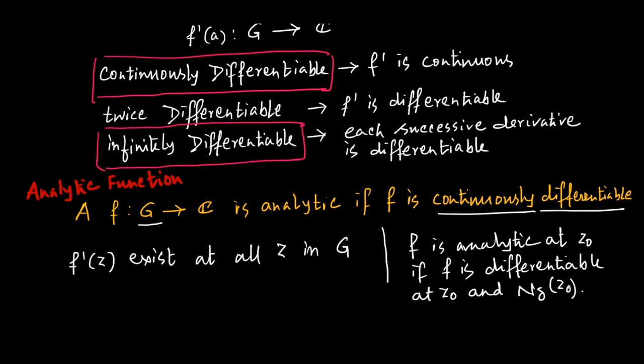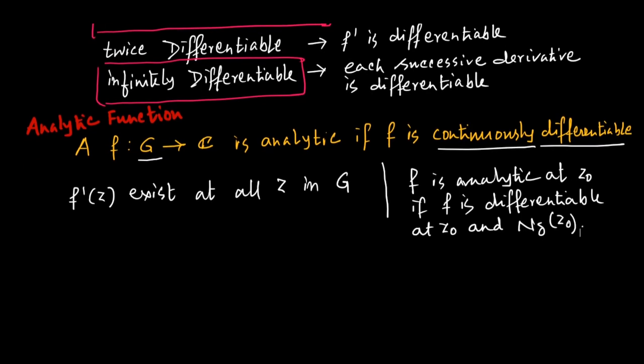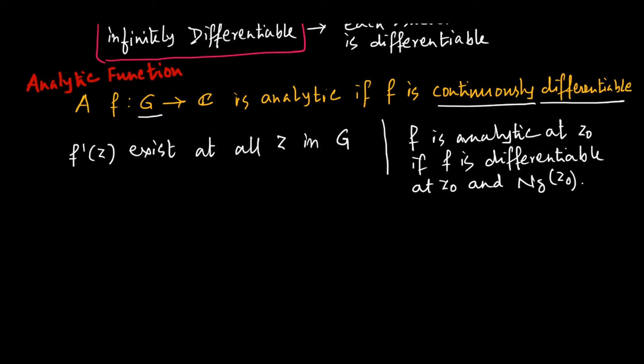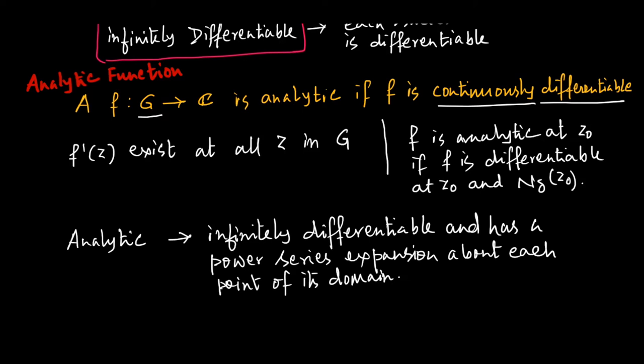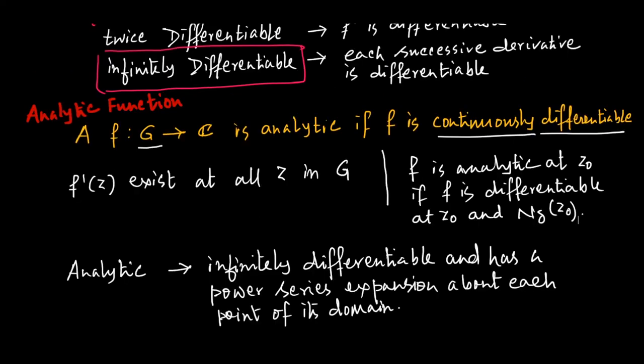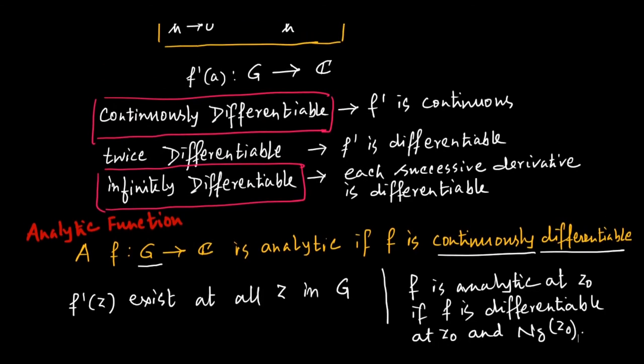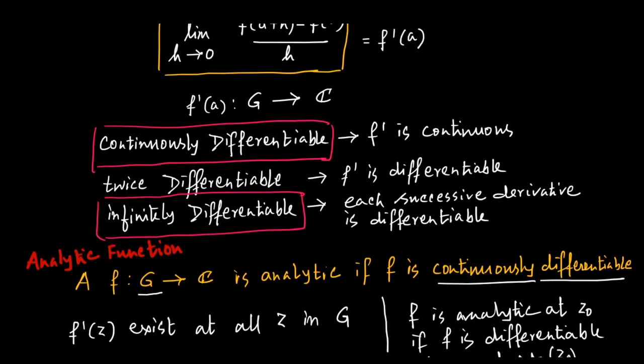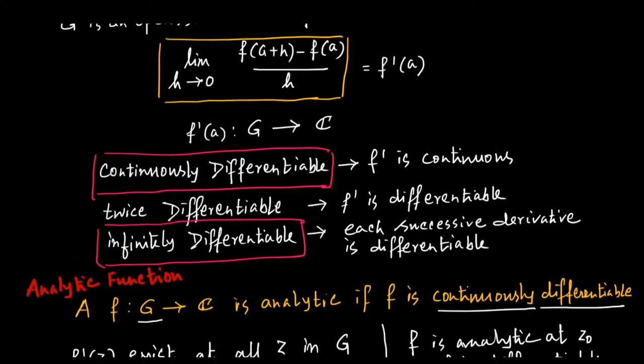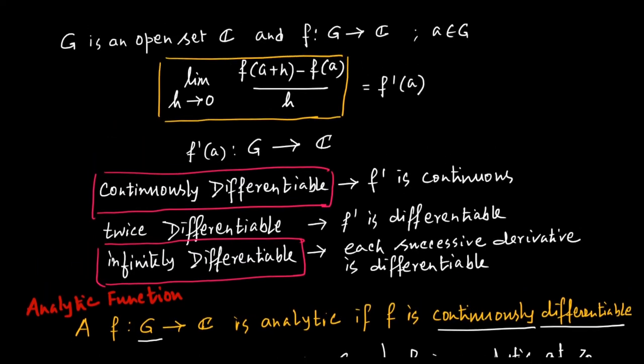It is worth mentioning here that we can prove every analytic function is infinitely differentiable and furthermore has a power series expansion about each point of its domain. Such results make the theory of analytic functions more generalized and vast compared to the theory of differentiable functions of a real variable. Now, clearly, in order for f z to be analytic in a region R, f z has to be differentiable in that region. That means this limit must exist in that region.